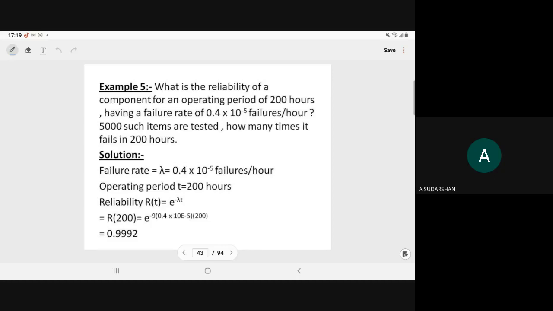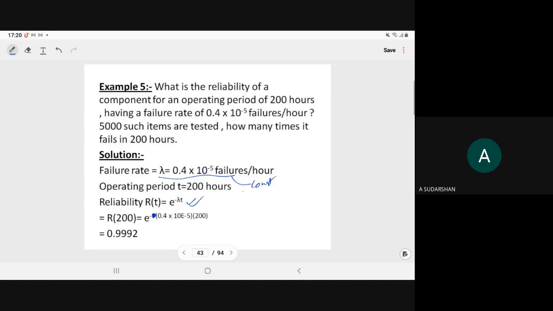So here lambda is given to you as 0.4 into 10 to power minus 5 failures per hour. You know that if lambda is constant, then reliability will be e to power minus lambda t. So it will become e to power minus 0.4 into 10 to power minus 5 into t. Now you want the reliability with mission time 200 hours.